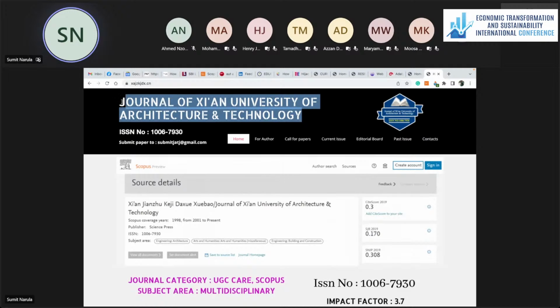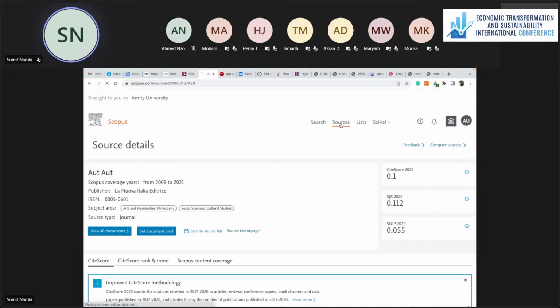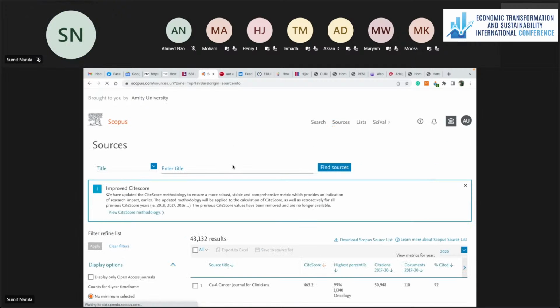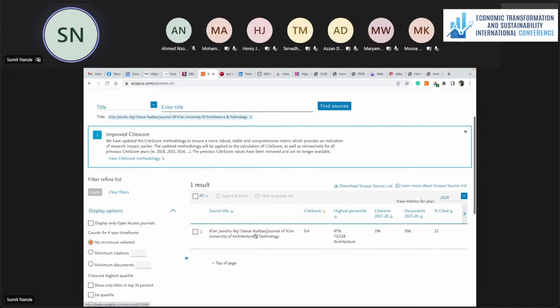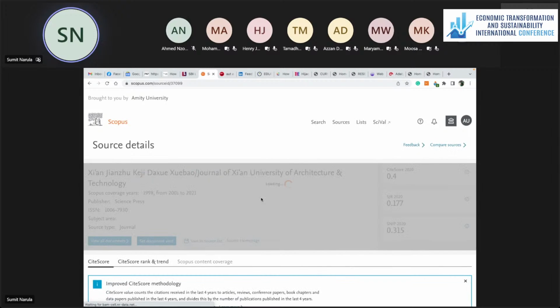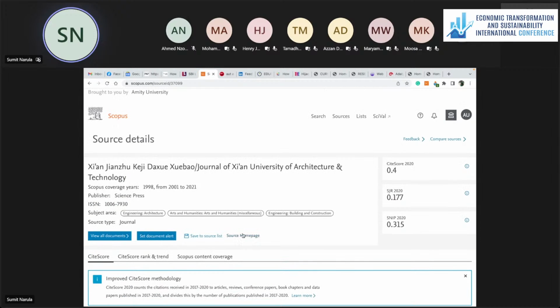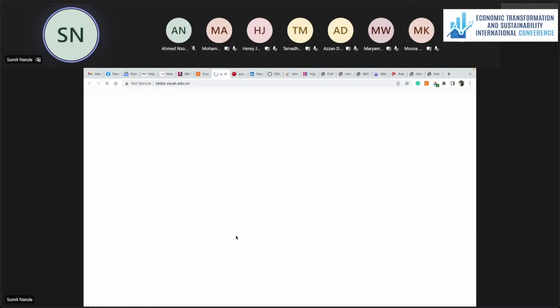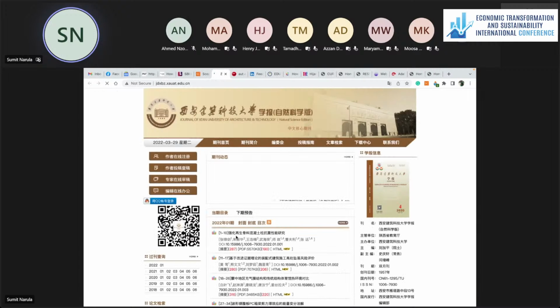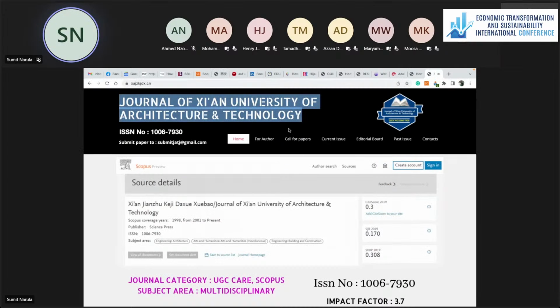Very easily, you can check it. Copy the name, go to the Scopus databases, sources, type the name here. It will be self-populated. So you click there. You can see it's an architecture journal. More information will come, and here you will get the source homepage. Once you click on the source homepage, you will see that this is the original website. And what we saw was this, the fraud website.